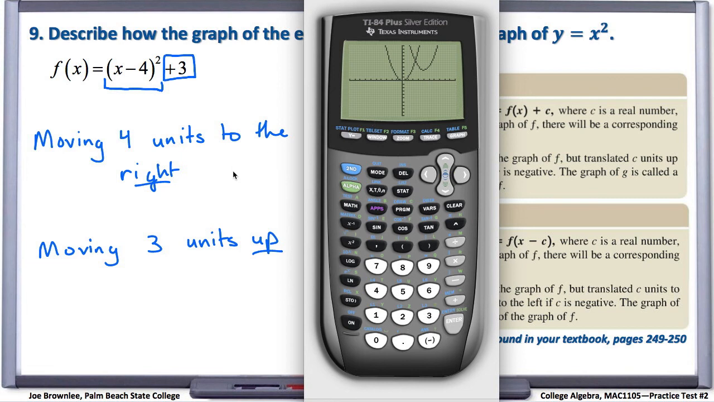We have now visually confirmed that our graph, our parabola, in fact had these 2 translations, that we had a horizontal translation of 4 units to the right and a vertical translation of 3 units up. So always nice to use technology to confirm what we were able to find analytically.